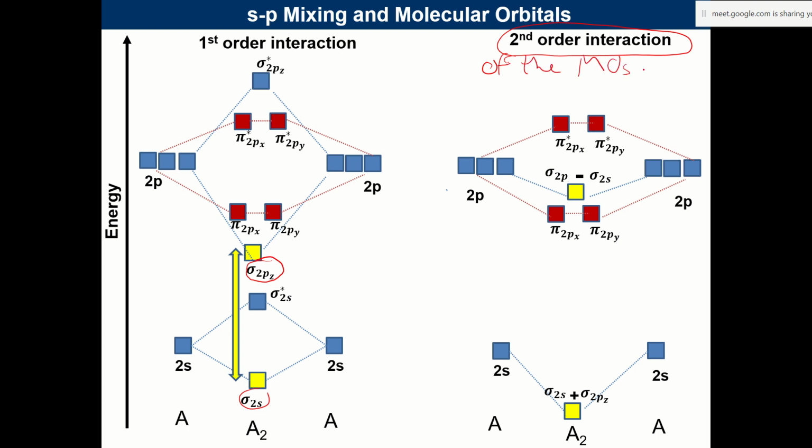molecular orbitals, which are having electron densities along the internuclear axis. ये सिर्फ उन्हीं ऑर्बिटल्स के बीच में होगा. Only those orbitals which are having electron densities along the internuclear axis, ठीक है. So सेकेंड ऑर्डर इंटरेक्शन इन सब के बीच में ही होगा.